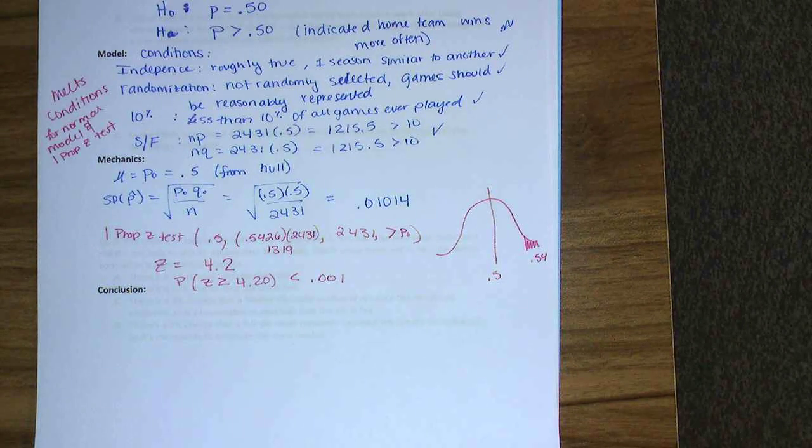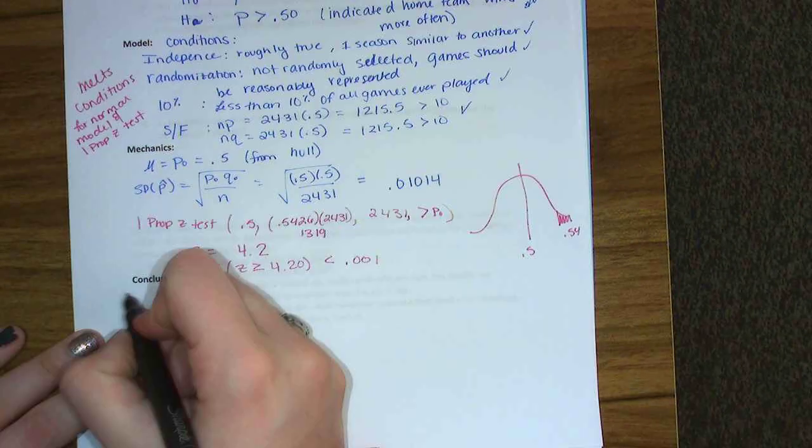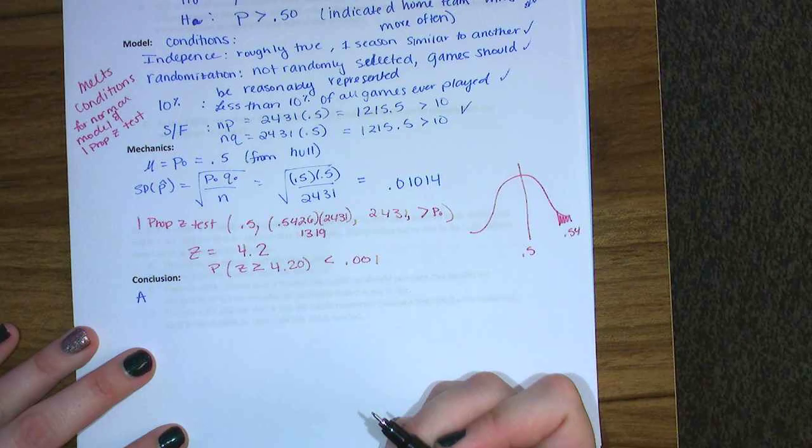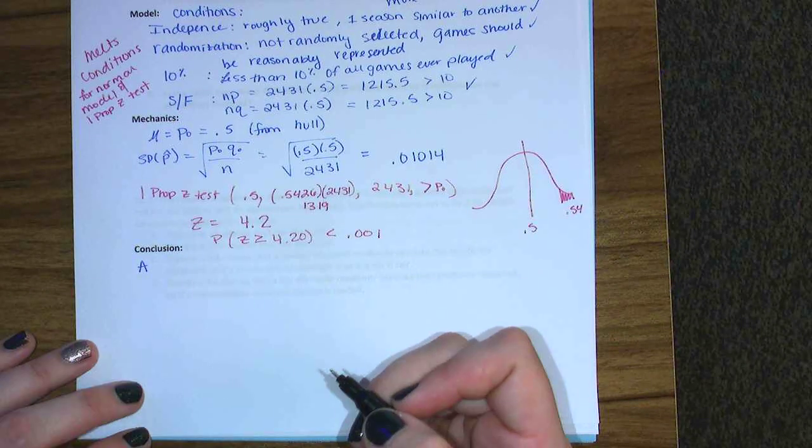For the conclusion, I don't expect your conclusion to be this elaborate. Typically, your conclusion for me will look something like, I reject or I fail to reject the null hypothesis, and then it'll say there is enough evidence or there's not enough evidence. The notes were a little bit more elaborate, so I'll do the elaborate one here, and then we'll just do the short one when we do the other examples.